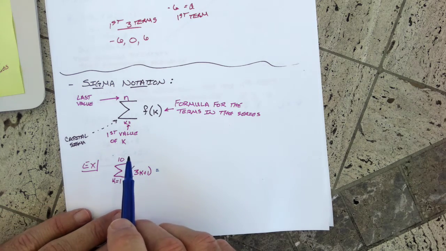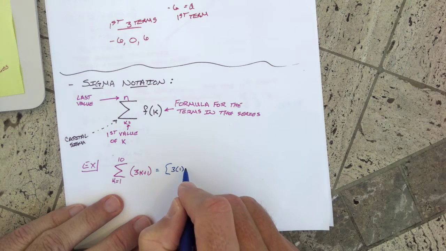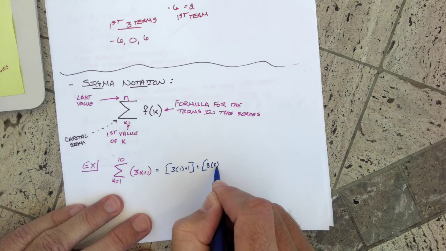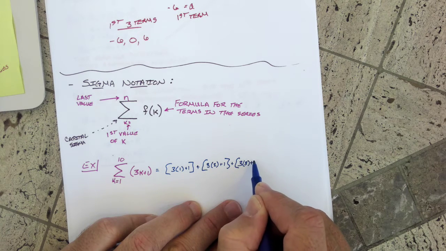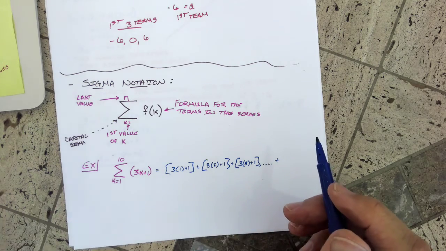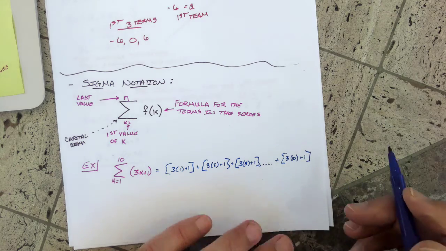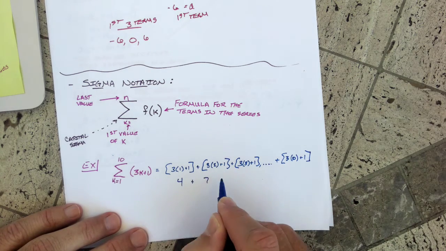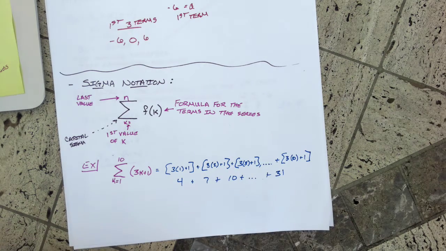This problem means we're going to take 3 times 1 plus 1, plus 3 times 2 plus 1, plus 3 times 3 plus 1, all the way up till our last one, 3 times 10 plus 1. And we're summing it. We're adding it all together, sigma notation, summation. So it would be a 4, that would be 7, that would be 10, finally 31. So they can give you this information, we can find it, and then we can go back to using our formulas.